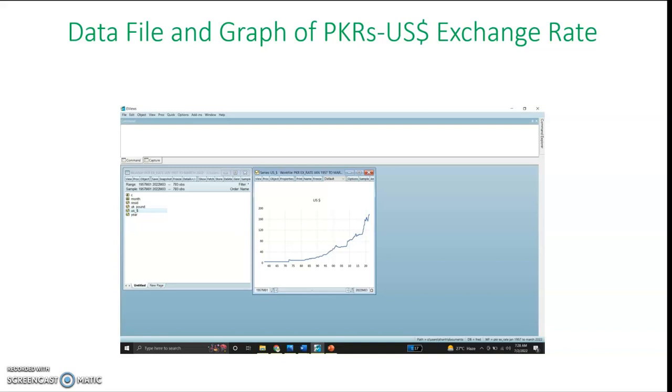and I have downloaded this data from the official website of the World Bank, and this data relates to Pakistan versus US dollar exchange rate, and here is the graph of the exchange rate, and this exchange rate is increasing over time, so it means the price of the US dollar is going to increase, and alternatively speaking, it means that the Pakistani rupee against US dollar is going to depreciate, because the US dollar in terms of Pakistani rupees is increasing.